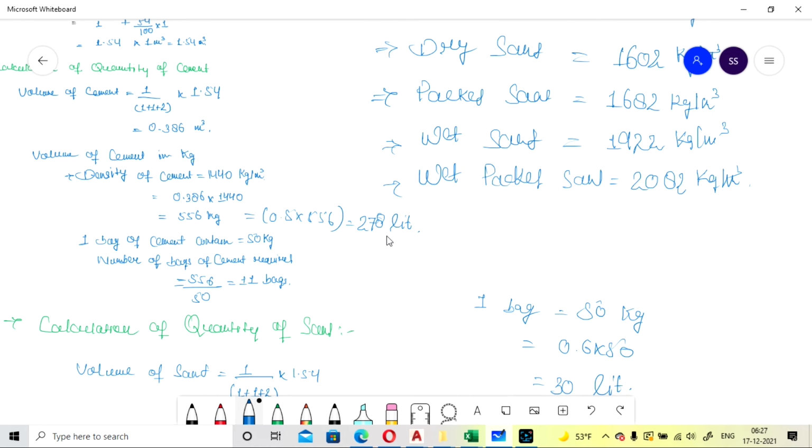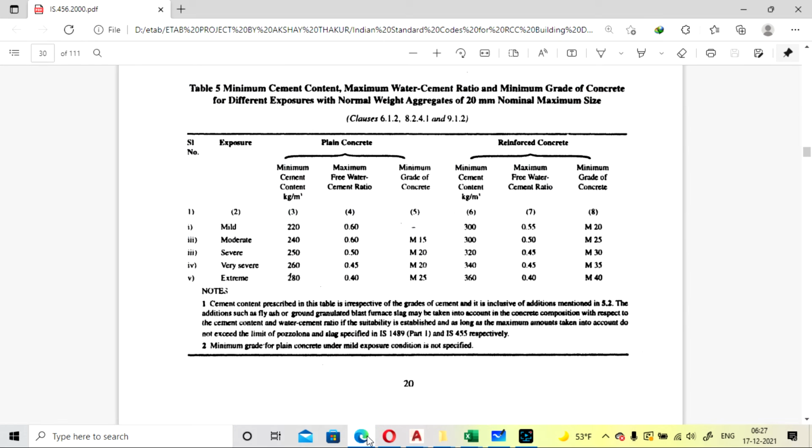Okay, so it will come to 278 liters. So around this amount of water is required for the casting of this amount of slab. Okay, 1 m cube of slab. So from the code you can follow this for reinforced concrete.